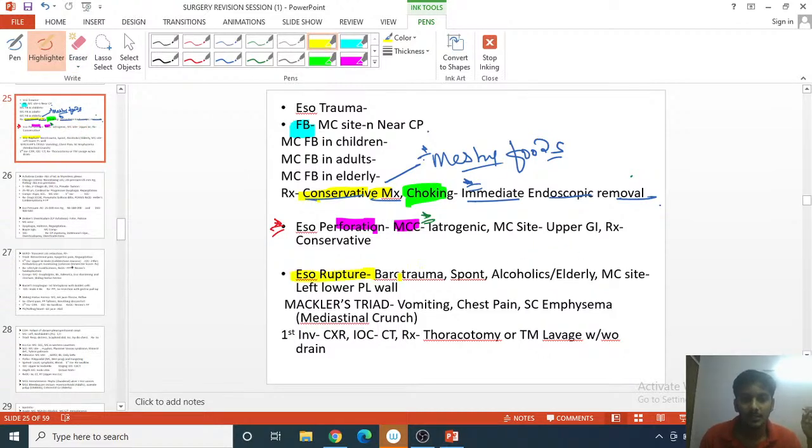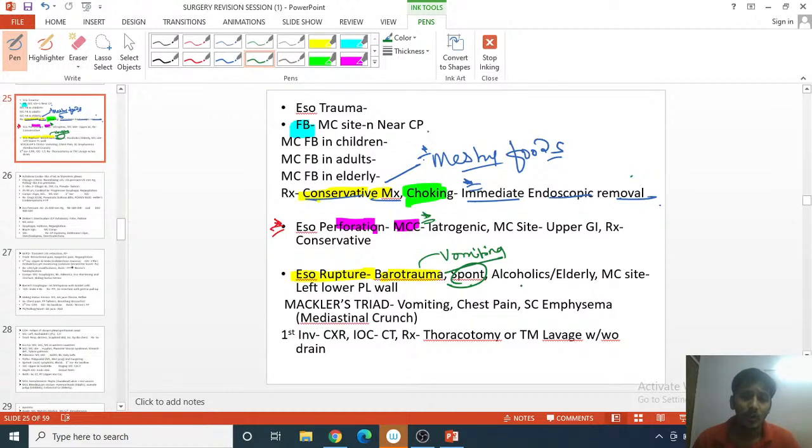Esophageal rupture, it is due to barotrauma. Barotrauma मतलब क्या? Excessive pressure की वजह से, okay. So excessive pressure कब होगा? Due to excessive vomiting, okay. Vomiting या retching. Retching मतलब feeling like vomiting, okay. So excessive vomiting episodes या retching episodes जब होंगे, तो there is excess pressure on the esophagus which can lead to esophageal rupture. ठीक है, ये spontaneous rupture होगा.